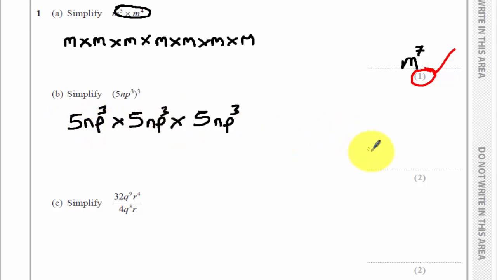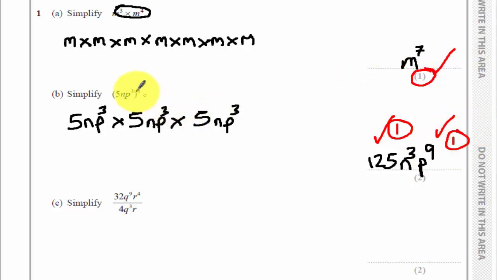5 times 5 times 5 is 125. N times n times n will be n cubed. And as soon as you have 2 terms correct here, you will have one of the 2 marks. P cubed times P cubed times P cubed. Up here, remember we looked at why we can add the powers. So 3 plus 3 plus 3 will be P to the power of 9. And you have your second mark.